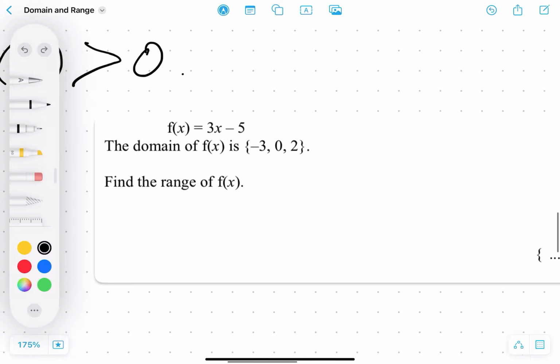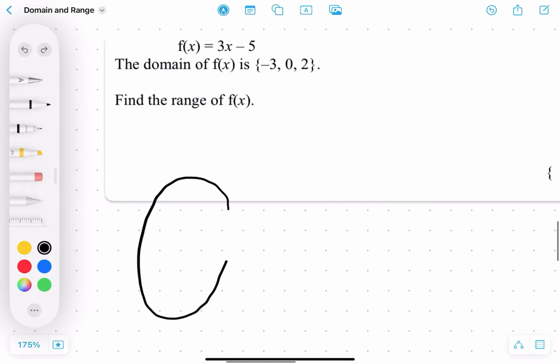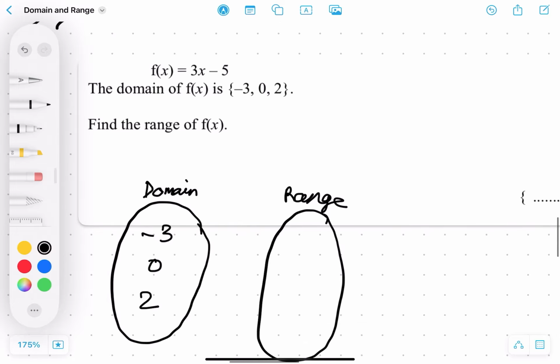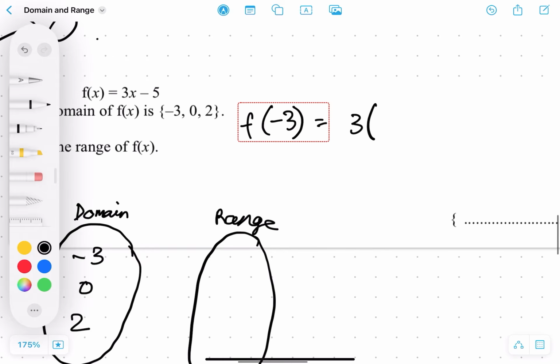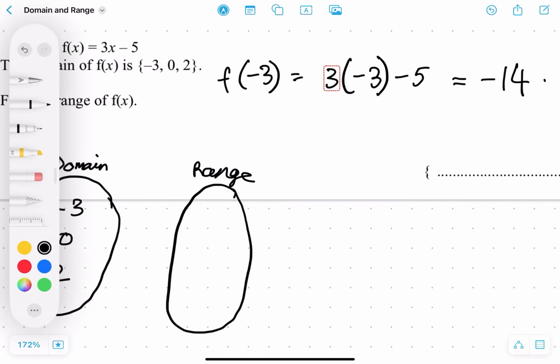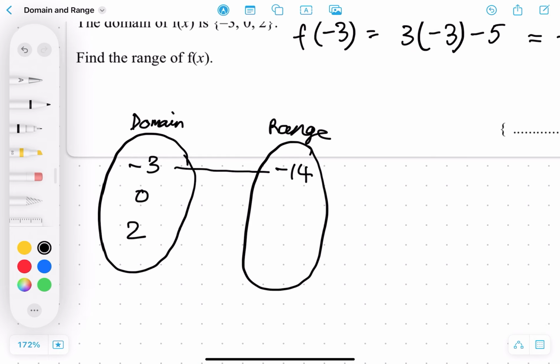So one way to do this is to consider a mapping diagram. We have the domain -3, 0, 2. And then we have the range. And we want to find what values of the range will be produced. So all we do is we substitute each value of the domain into the function. So the first one will be f of -3. This will produce the first value of the range. And f of -3 is 3 times -3 minus 5, which is -9 minus 5, which is -14.